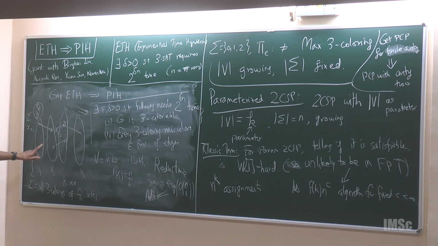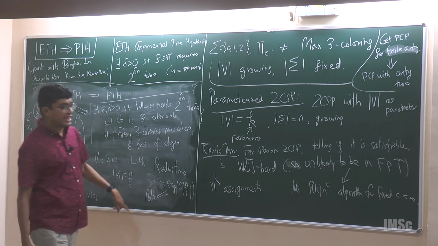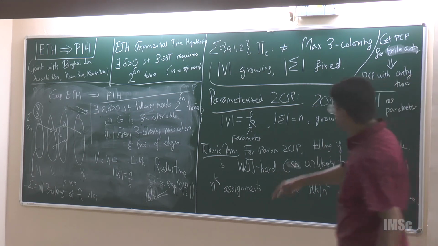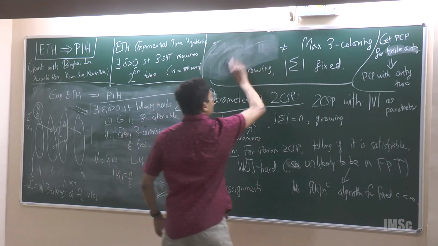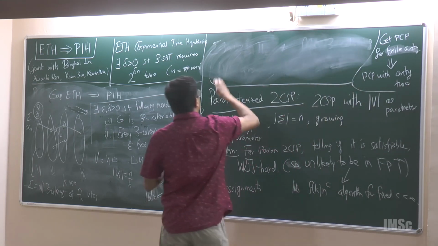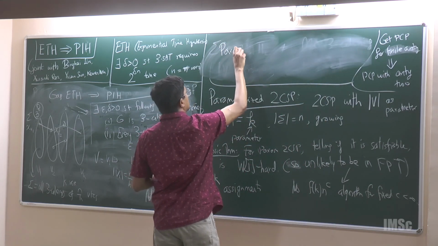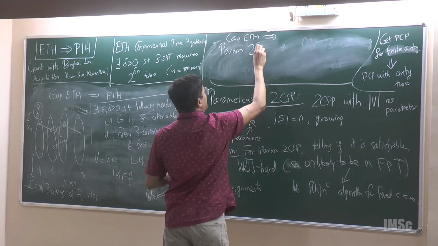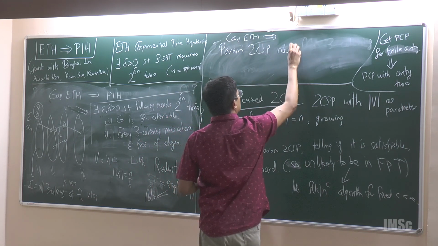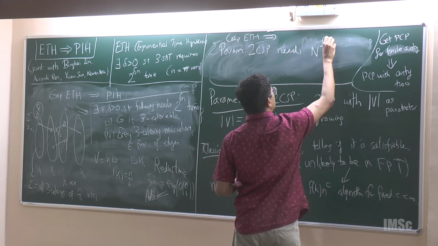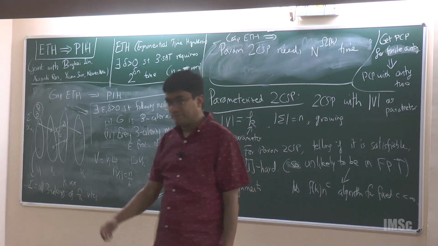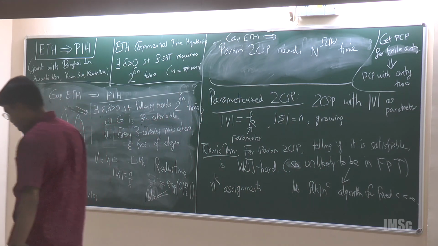And that shows that this problem is unlikely to have an n to the little o of k algorithm, because the original one required 2 to the n time, and this capital N is 2 to the n over k. So basically this shows that gap ETH implies param 2 CSP needs n to the omega k time. It's actually much stronger than ruling out FPT. So in particular, it doesn't have FPT.